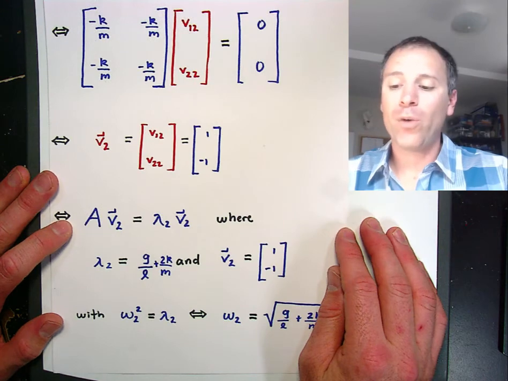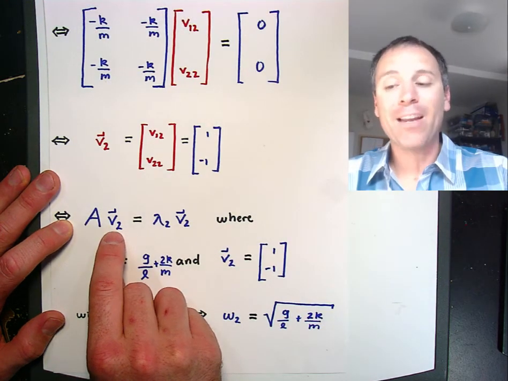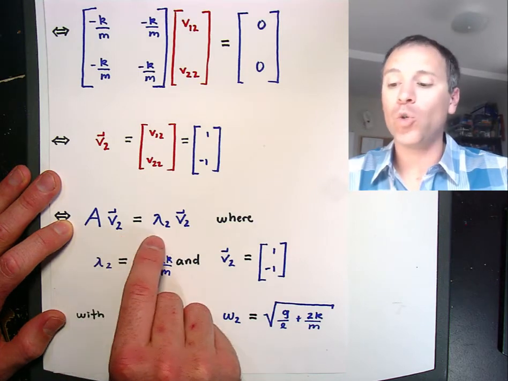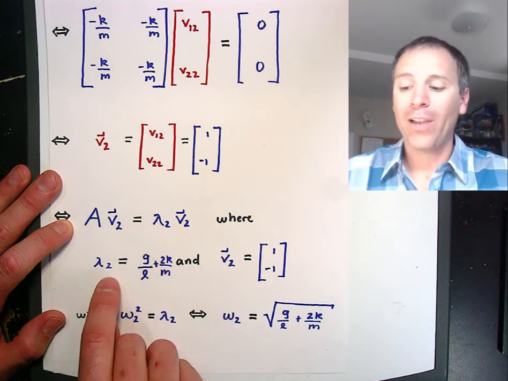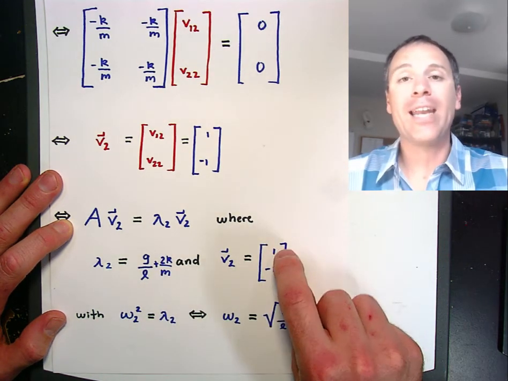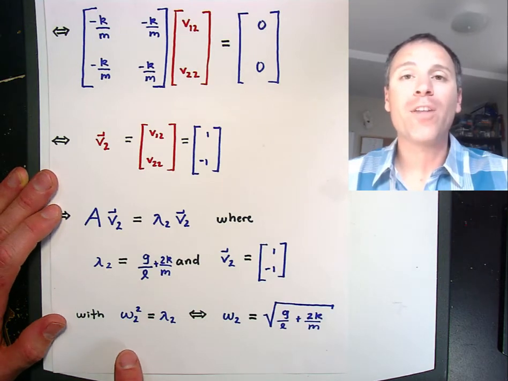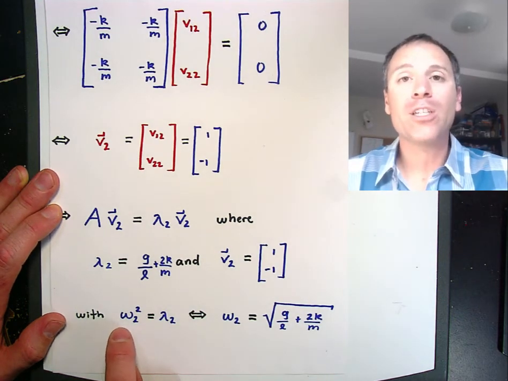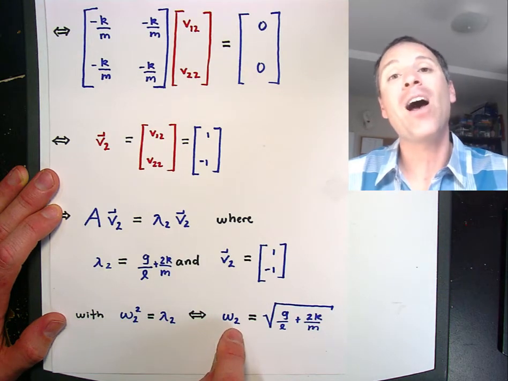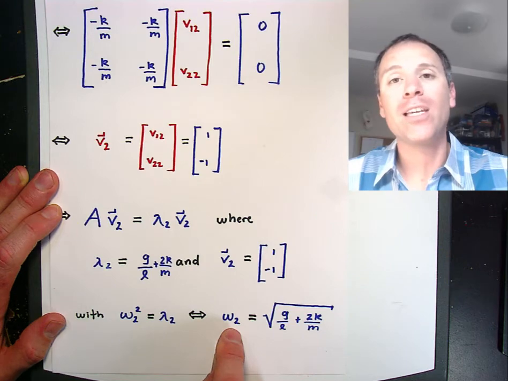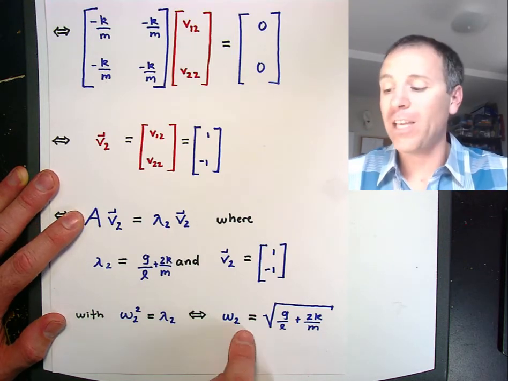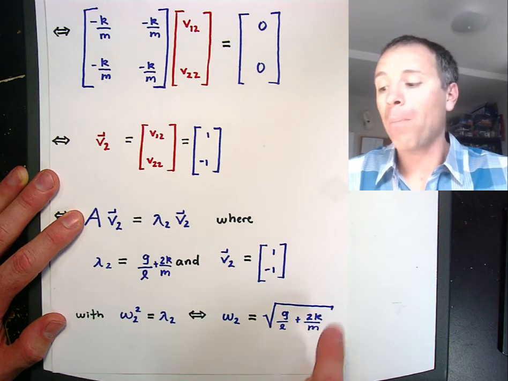But this implies that we found the second eigenvalue eigenvector pair where A times V2 is equal to lambda 2 times V2, where lambda 2 is g over L plus 2k over m, and V2 is 1, negative 1. Remember that came from assuming the cosine ansatz, where the angular frequency of cosine had the relation omega 2 squared is equal to lambda 2, which means that the second type of angular frequency that produces a pure cosine oscillation of each pendulum is going to be the square root of g over L plus k over m.